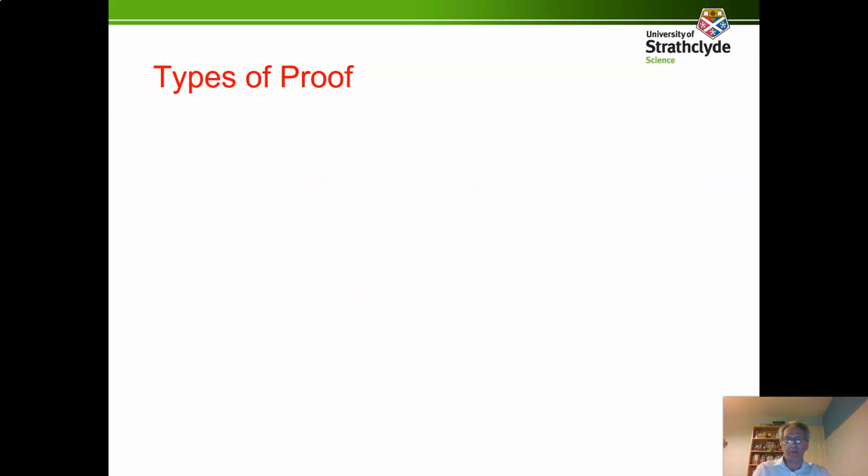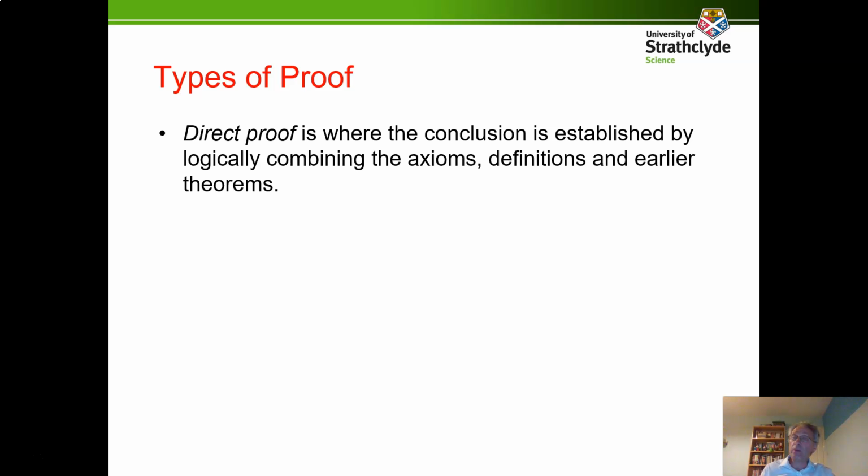So there are three types of proof that I want you to know about in this module. There are others, but these are the ones we're going to encounter. The one that you've already seen is called direct proof. That's the if P then Q style of proof. You start with some axioms and some definitions and earlier theorems, and then you make logical deductions in a kind of forwards thinking way from those things, and you proceed towards the goal that you're trying to prove.